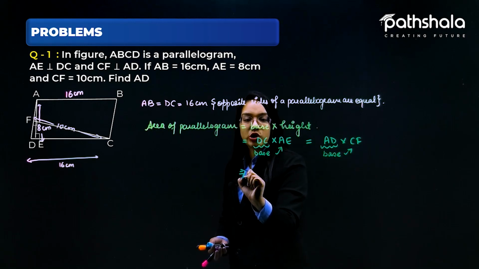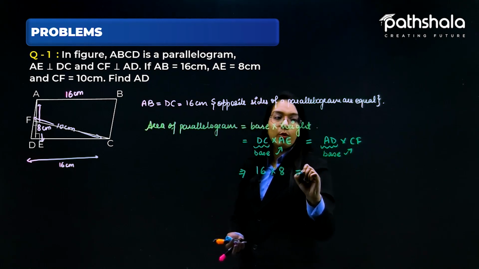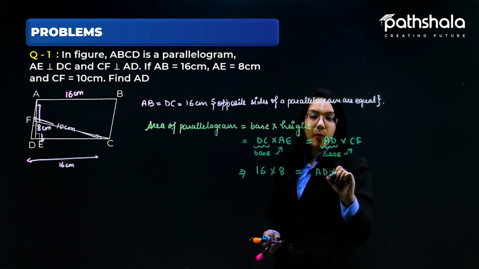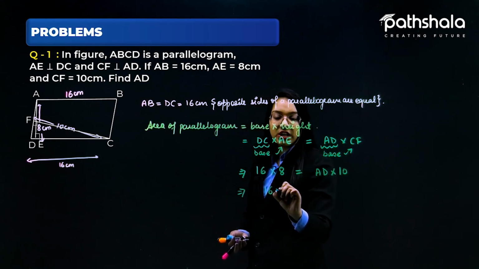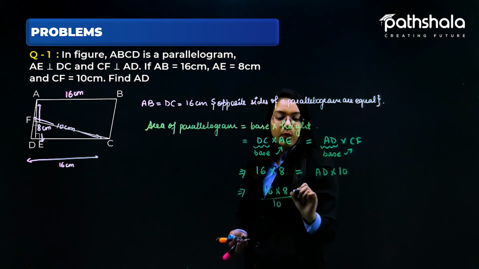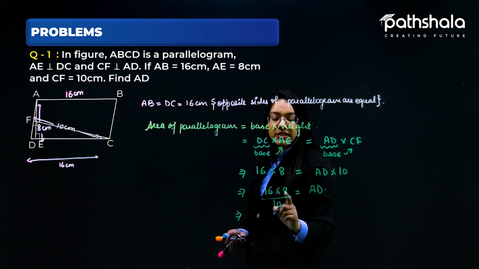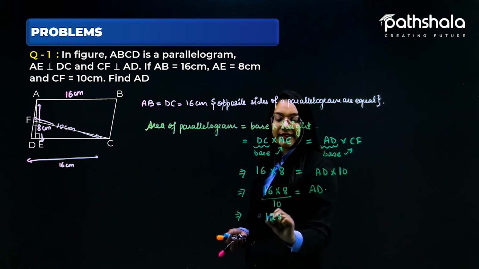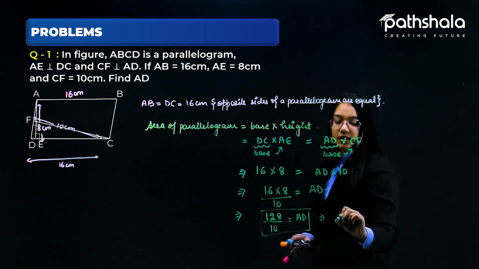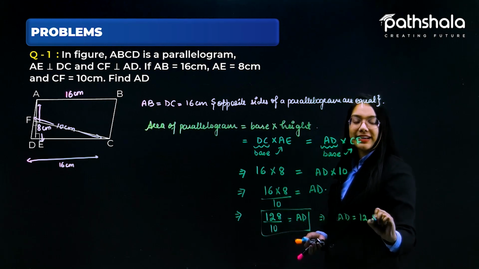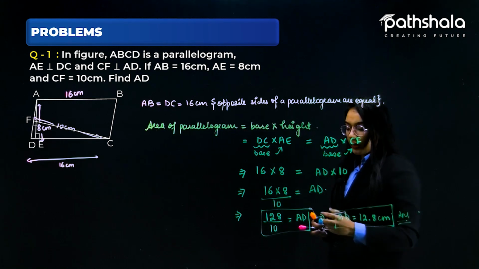First of all, let us plug in the value of DC, which is 16, and AE is 8. Furthermore, we have to calculate AD. We know CF is 10. So this is equal to 16 into 8 divided by 10, which is equal to AD. So further we have 6, 8, 48, so this is 128 divided by 10, which is equal to AD. So at the end, we are getting AD as equal to 12.8 centimeters.